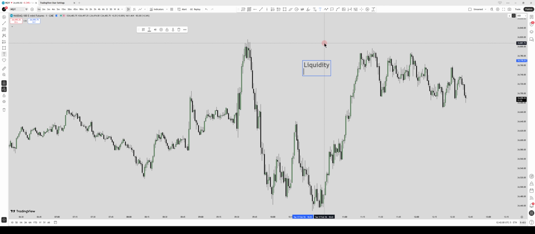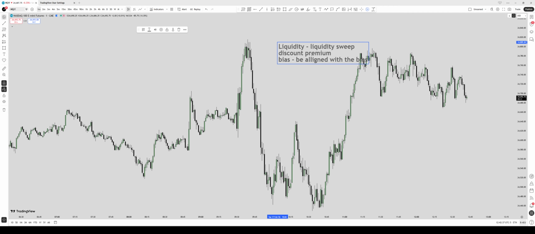Whatever model you're using, if you're trading ICT concepts, you have to know liquidity. You have to know where the liquidity is. You have to be careful that liquidity is taken. All right, so liquidity sweep, and then discount and premium, and then the bias, be aligned with the bias.